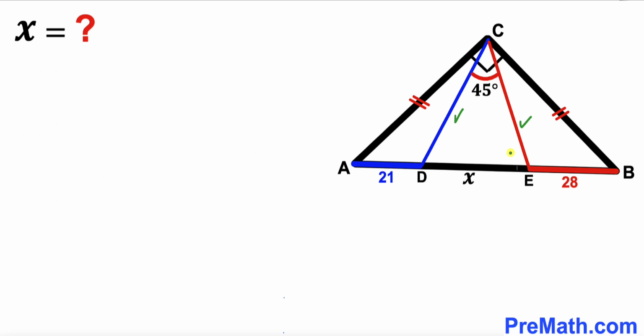In this video, we have this right triangle ABC along with these segments CD and CE, as you can see in this diagram, such that these line segments CE and CD make this angle of 45 degrees. And this side length AC is equal to this side length BC. Moreover, this segment AD is 21 units, this segment EB is 28, and finally, this segment DE is X. Our task is to find the value of this X.